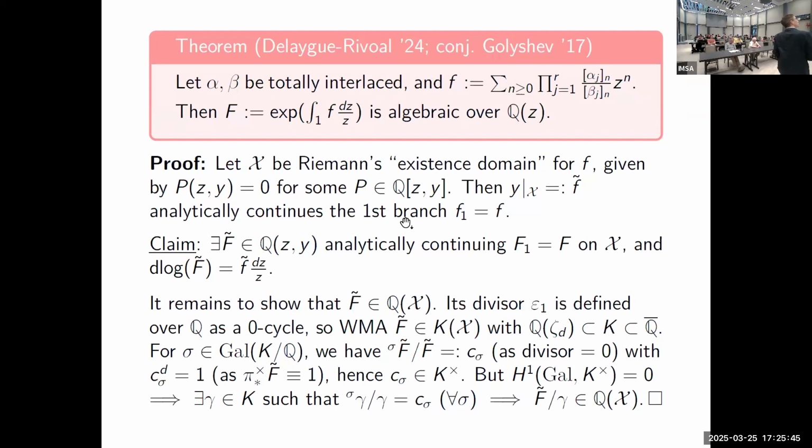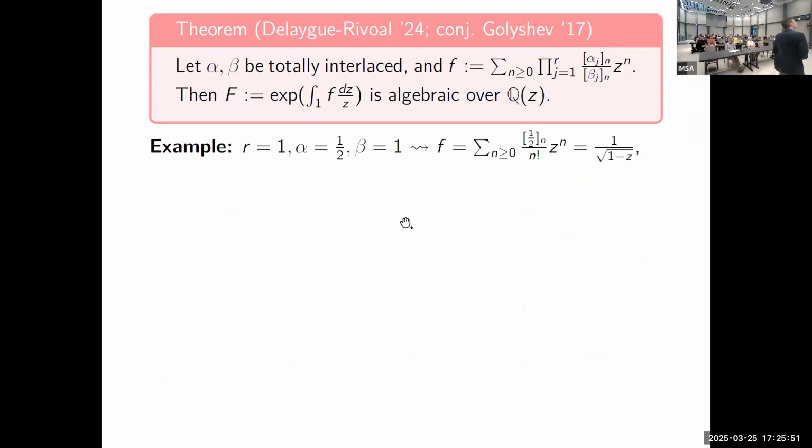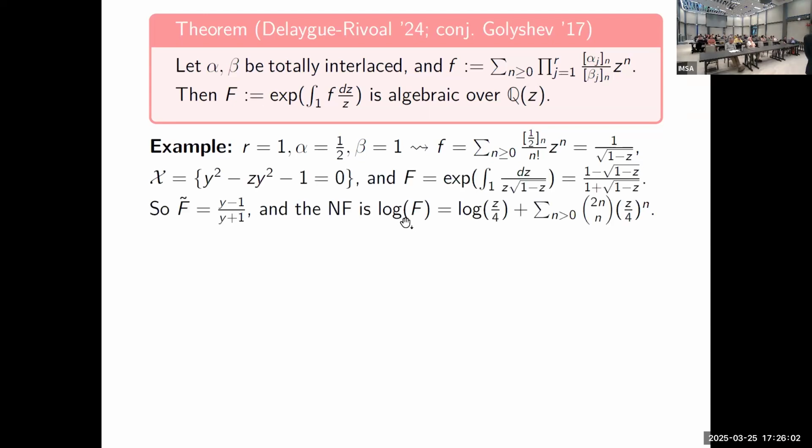Okay, so tricks with normal functions. Avoid periodic. So the simplest example: alpha is a half, beta is 1, and f is 1 over the square root of 1 minus z. The existence domain is this nice conic, and capital F is the exponential integral. It's just 1 minus root 1 minus z over 1 plus root 1 minus z.